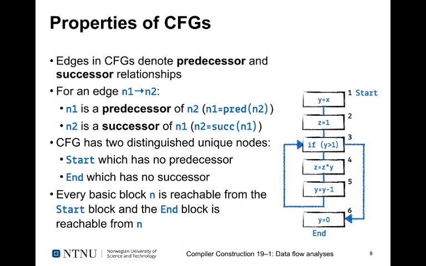We have two distinguished unique nodes. We have a start node. This has no predecessor, so we have to figure out the initial conditions. And we have an end node here, which has no successor. So again, for this, we have to define suitable ending conditions.